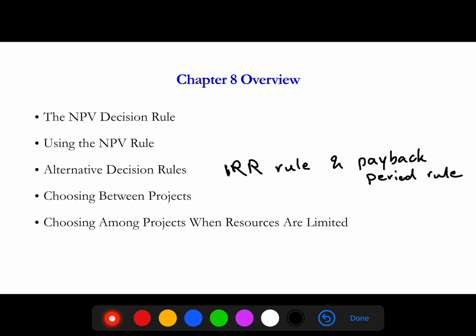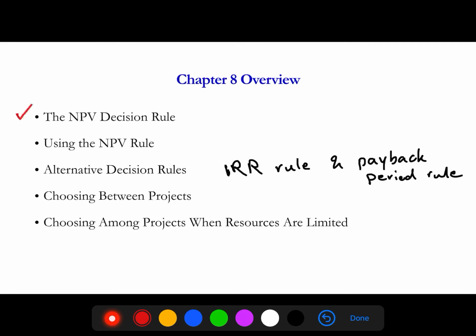We are also going to learn how to choose between competing or mutually exclusive projects. At the end, we are going to talk about the profitability index and how to allocate resources among projects when resources are limited. In this particular video, I'm going to talk about the NPV decision rule.